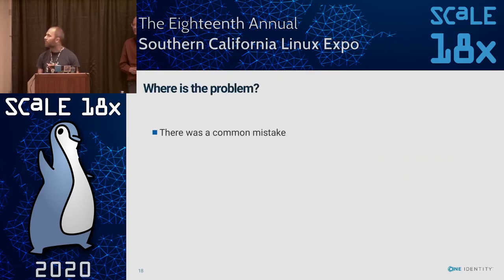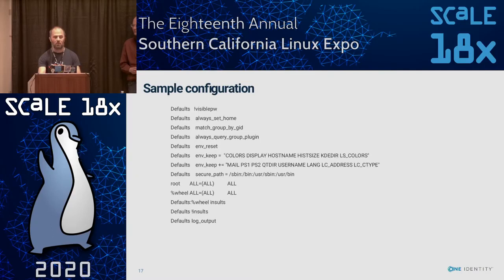So, could you catch a problem on the previous slide? There is a very common mistake. Yes, that's it. With this setting, it enables insults for the wheel group, but the last setting wins, and this means that insults is disabled for everyone on the system. So you should reverse the order, and it works.